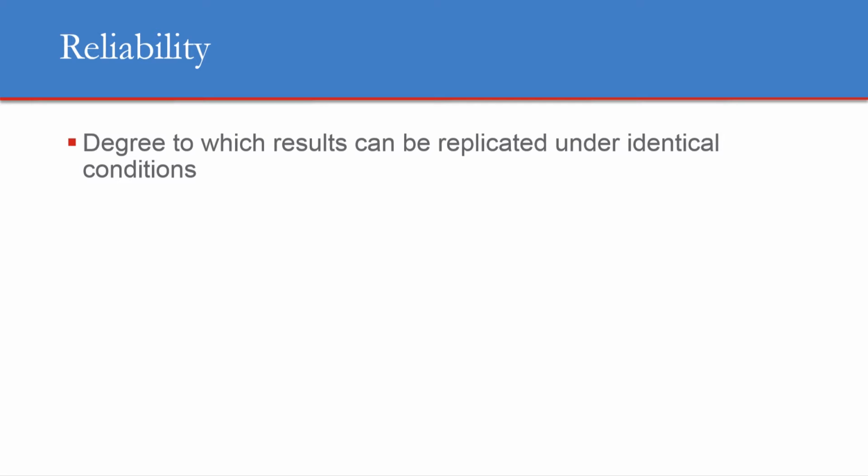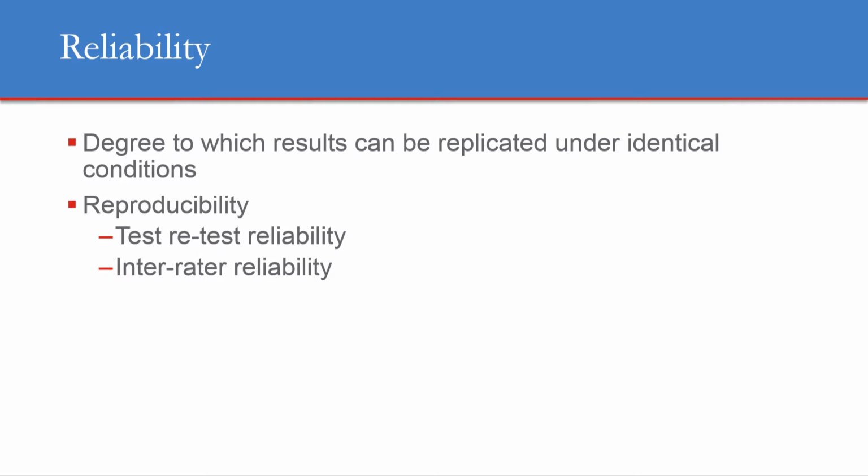Another characteristic of a good outcome measure is reliability. Reliability refers to the degree to which results can be replicated under ideal conditions. A measure is reliable if it produces similar results under consistent conditions. Also referred to as reproducibility, reliability can be examined in different ways. Test-retest reliability refers to the degree to which results are consistent over time. Inter-rater reliability is the degree of agreement between different raters.